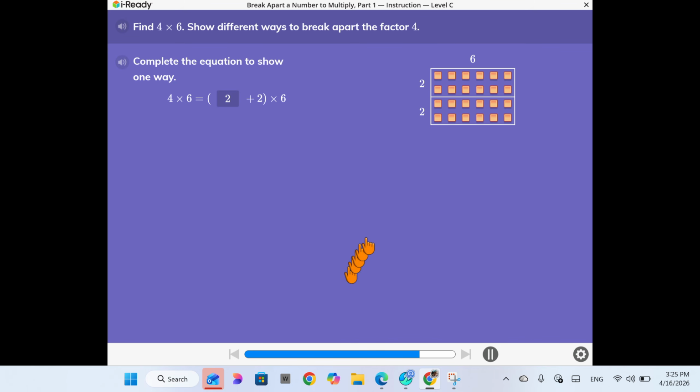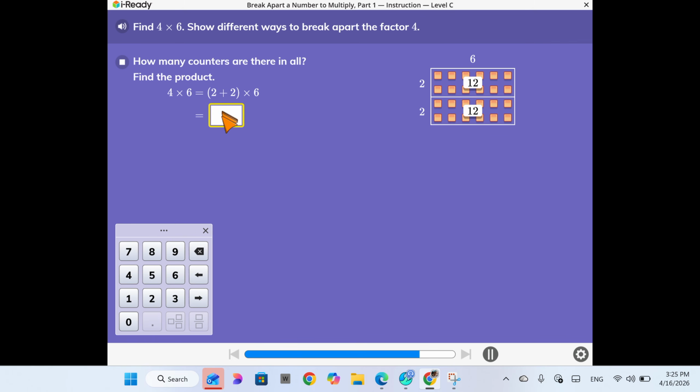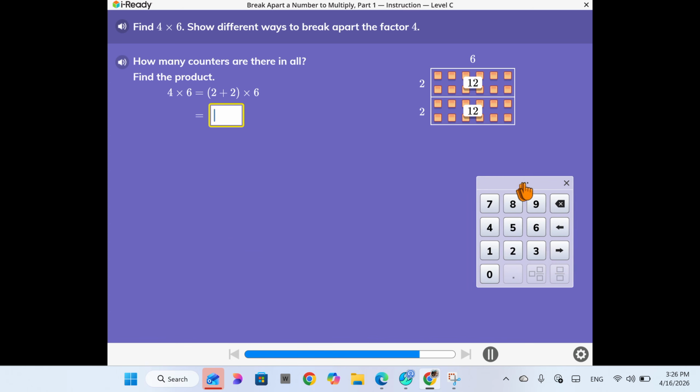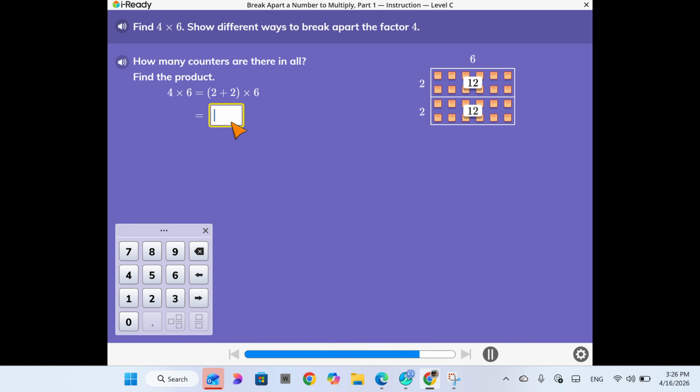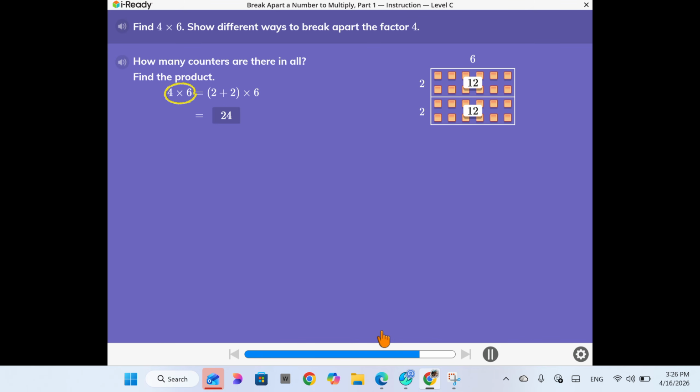Four can be broken apart into an array with 2 rows of counters in one part and 2 rows of counters in the other part. 2 rows of 6 counters in the top array is 12 counters. 2 rows of 6 counters in the bottom array is also 12 counters. How many counters are there in all? Find the product. Four times 6 equals 24.